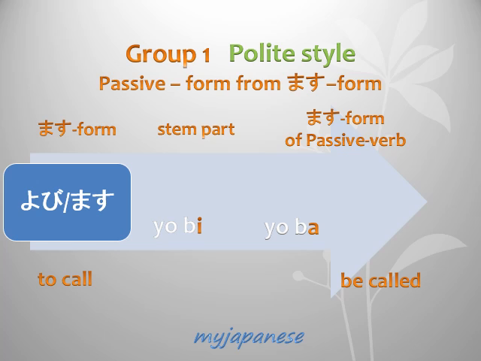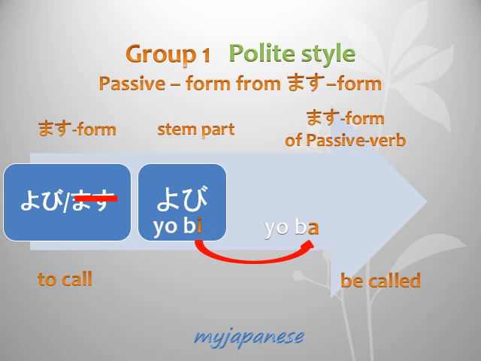Let's learn how to make passive form from masu form in verb group 1. As for conjugation, passive form and the next coming polite form are the same. First, omit the masu from masu form. You will see the stem part yobi ends with the vowel i sound. To make passive form, change the vowel from i to a sound.